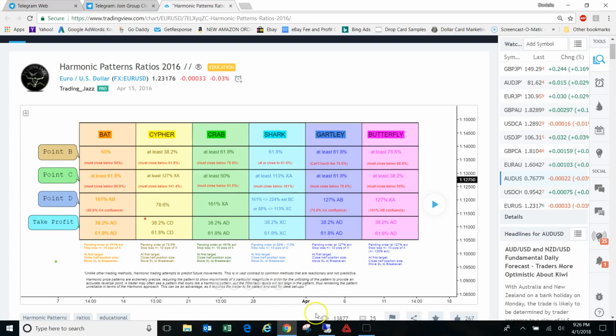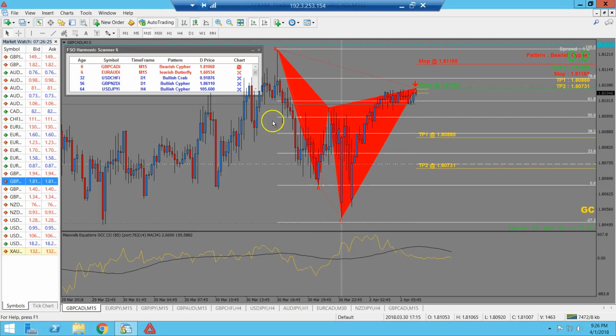Okay, so let's see where we're at. Right now, this is the 61.8, and it's not at the 78.6. Knowing that, you can already prepare yourself like, okay, hey, this pattern may extend, because this point D is supposed to be at what? The 78.6. So it has a little bit more room, and it may push up a little bit more.